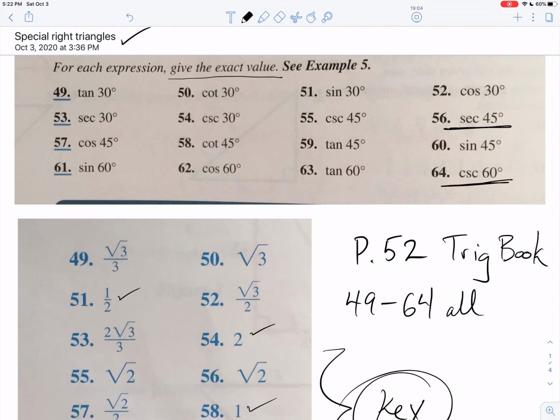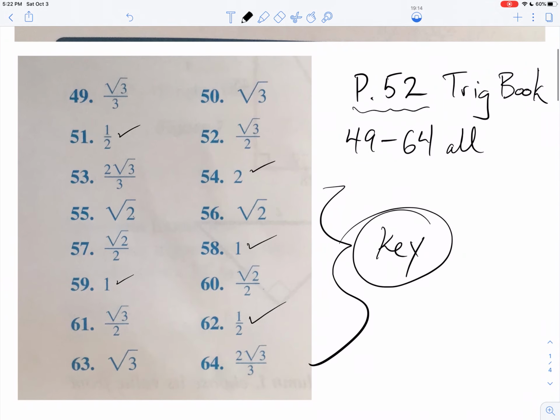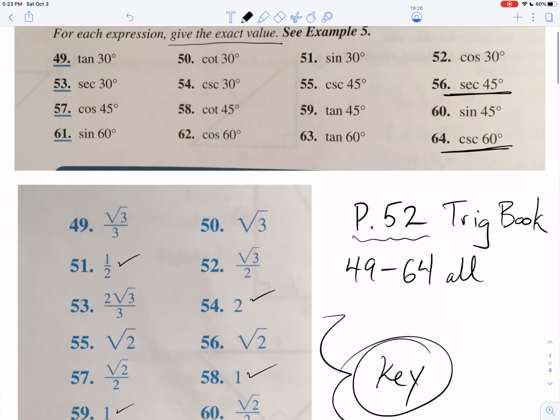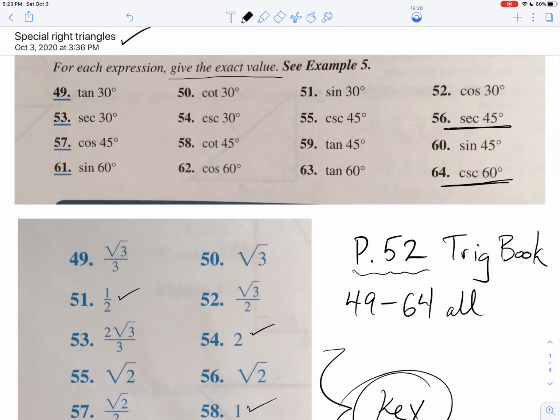So, this assignment, you got 49 to 64. This is, by the way, page 52 of the trig book, just so you know. If you don't have a trig book, don't worry. This is what I want you to do, and here's the answer key to it. No matter what, I never assume you have a book. They didn't have one in the library. I left it at my friend's house. Whatever. I never assume you have a book. You cannot say, I couldn't do the homework. I didn't have a book. Because I always put the homework here.